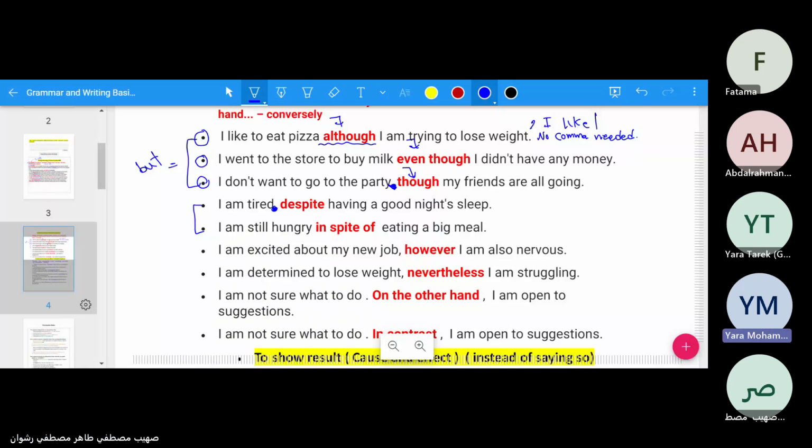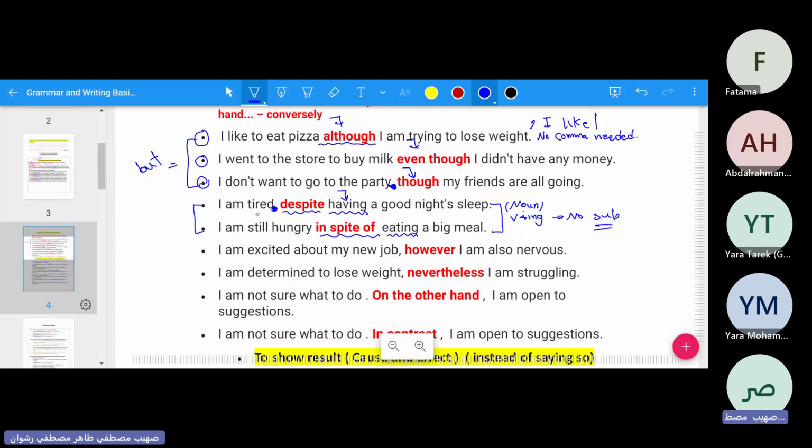Okay. I'm tired despite having a good night's sleep. I'm still hungry in spite of eating a big meal. Yes, despite and in spite of, followed by what? A verb ing. Excellent. So the same rule as in addition to and besides. There is no full sentence here, no subject, and you don't need a verb as well, but you will change the verb into verb and ing or a noun phrase or a noun.